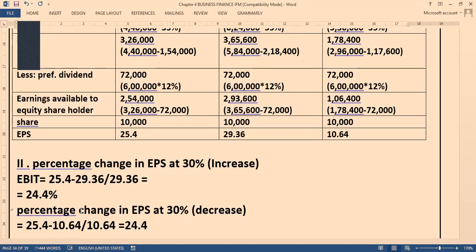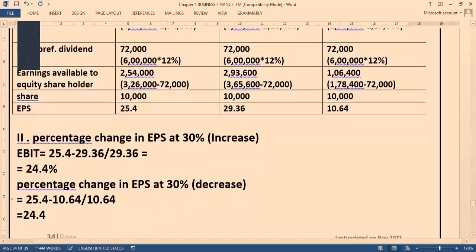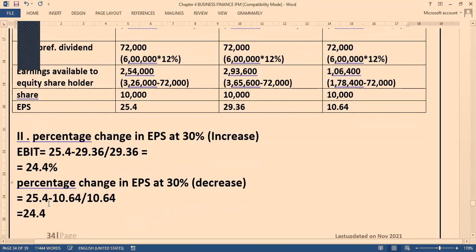In our case, we have taken the same thing as 30%. If you take the same 30%, then we get the same result. That means 24.4% has increased and 24.4% has decreased. Like this, we can find the interpretation while solving the problem. I hope you have understood this concept.